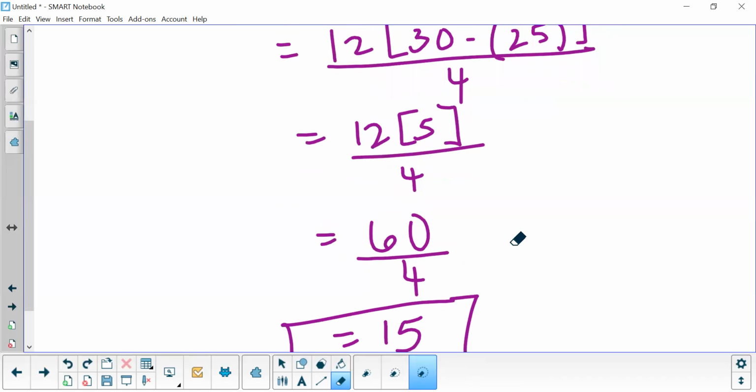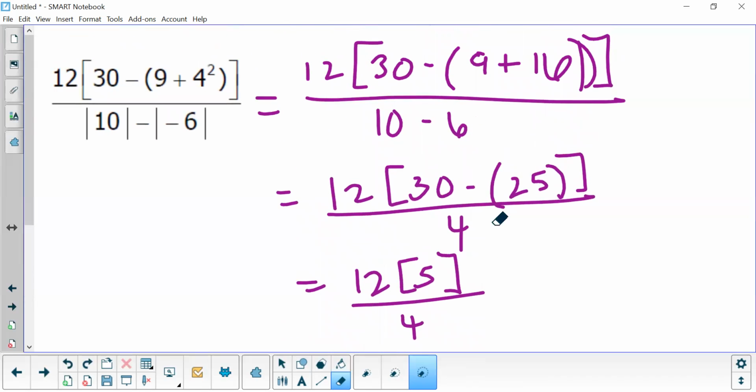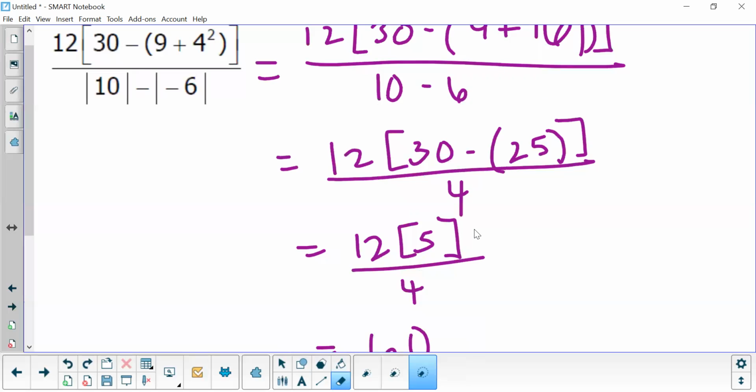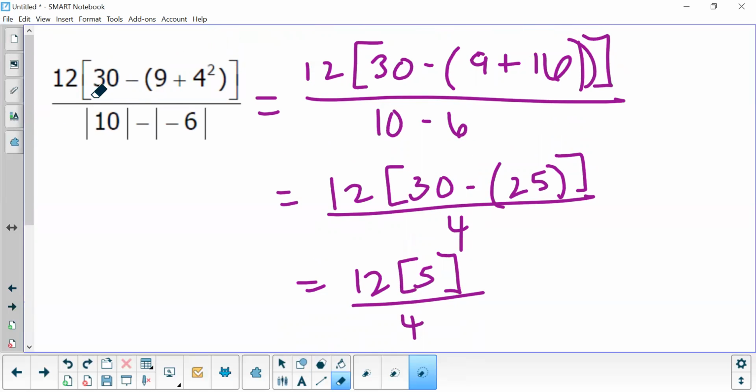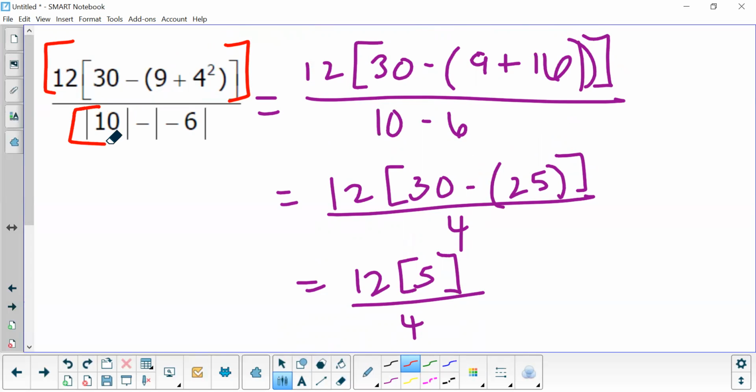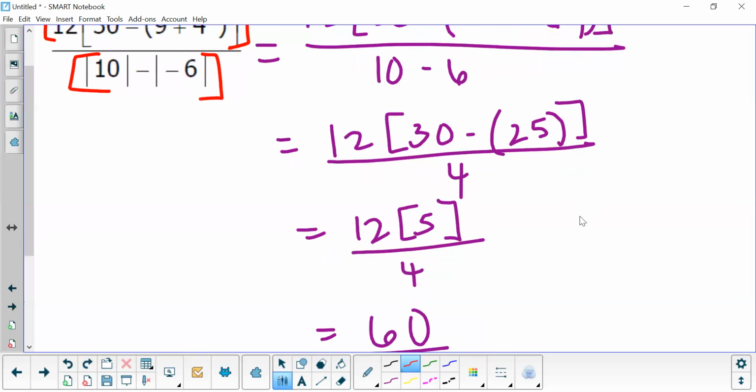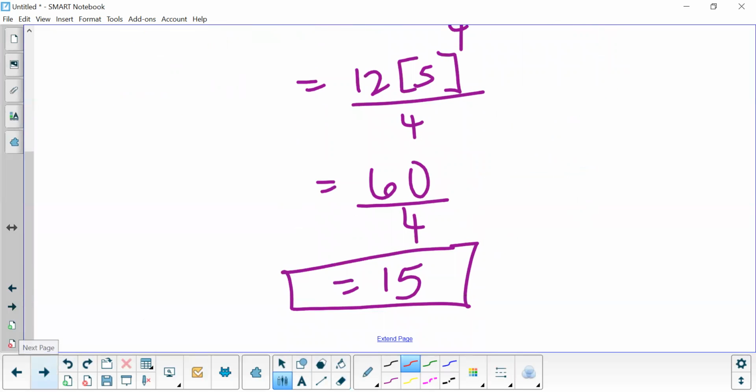Now remember, if you're wondering why did I do the 10 minus 6 in this step when order of operations tells me to do adding and subtraction toward the end? When you're set up like this, the problems with a numerator and a denominator, just keep in mind, it's kind of like having 2 separate problems and then dividing them by each other. So I have my top that I need to fully simplify before I divide it by my bottom. So I was just kind of doing two problems at once there, simplifying one at a time until I get to my fully simplified answer of 15.